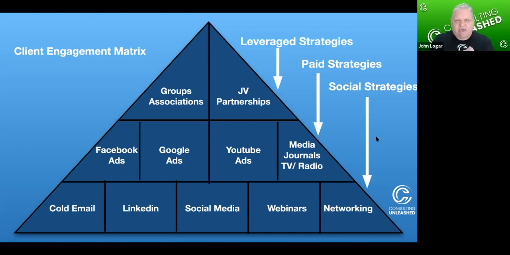So this is a basic client engagement. This bottom rung here, I know, by the way, in Champions, we talk about 23 different client engagement strategies, and there are less than 23 on this matrix, but here's an example of the 3 levels of client engagement. You got social, you got paid, which is very powerful and can generate sales opportunities very quickly when you dial in your campaigns. Then you have leverage strategies.